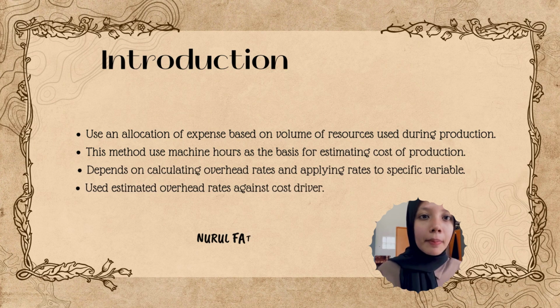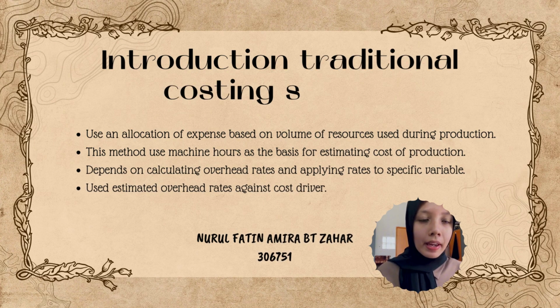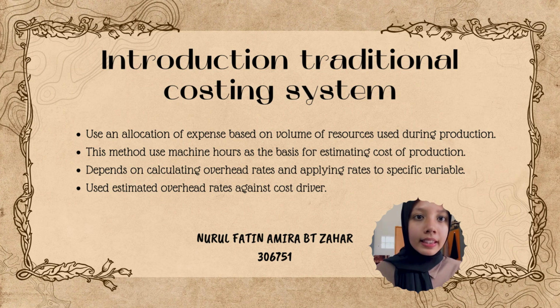The traditional costing method uses an allocation of expense based on the volume of resource during the production of goods. This method typically uses machine hours consumed as the basis for estimating cost of production. This is a common costing method used in a situation where the processes are automated and where the direct labor costs are very low and tightly controlled. Besides that, a traditional costing system also depends on calculating overhead rates and applying the rates to a specific variable. Traditional costing method uses estimated overhead rates against a cost driver.